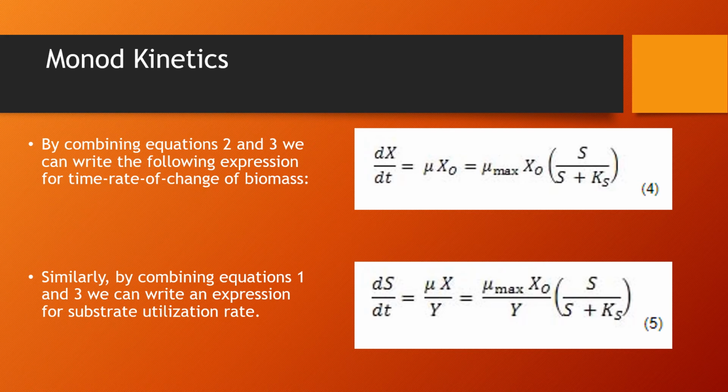Similarly, we can also write an expression for substrate utilization rate. So ds by dt is equal to mu x by y. Here replacing mu with mu max S by S plus Ks and multiplied by x naught by y.